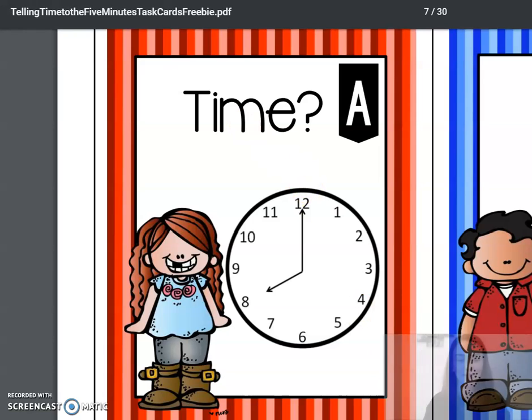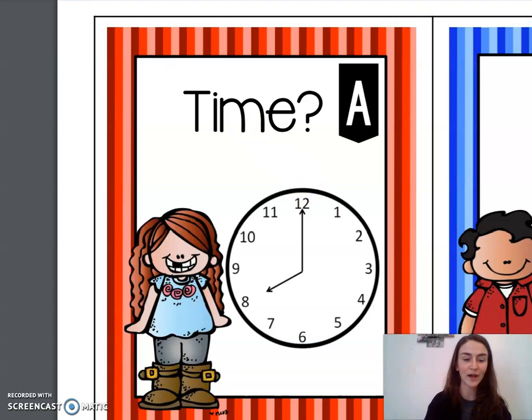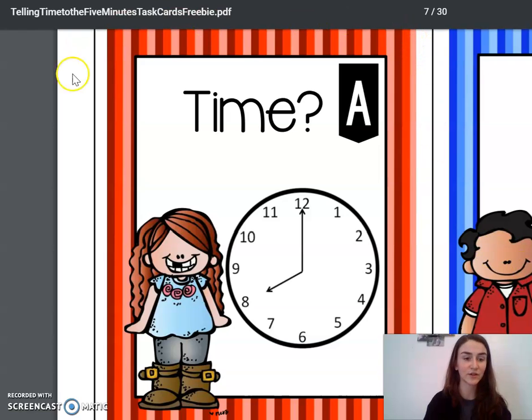Alrighty, so I am really excited about this. So how this is going to work is I am going to be showing you guys a task card. So this is one of your task cards, right? Notice how it has the letter of the alphabet right there, and it has a clock on it. And this clock has a specific time on it.